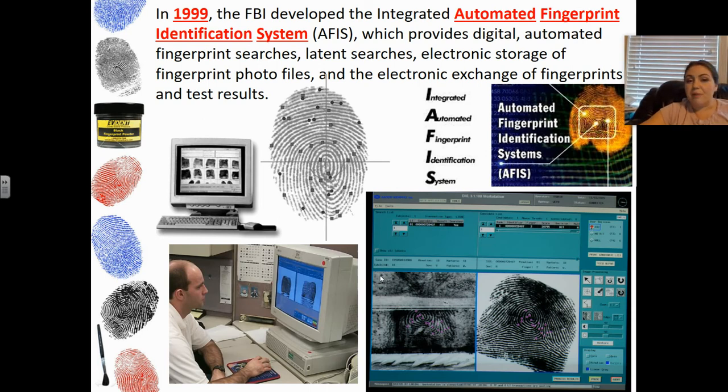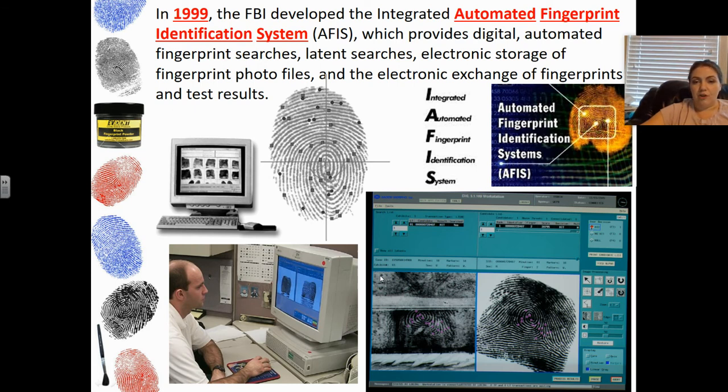In 1999, the FBI developed the Integrated Automated Fingerprint Identification System, or AFIS. You don't have to say all that. So kind of in every unit, you're going to start to notice it has its own database. We talked about one in our last unit with questioned documents, and we talked about one in this unit. So there's always some main database where all the top priority cases have their evidence held.